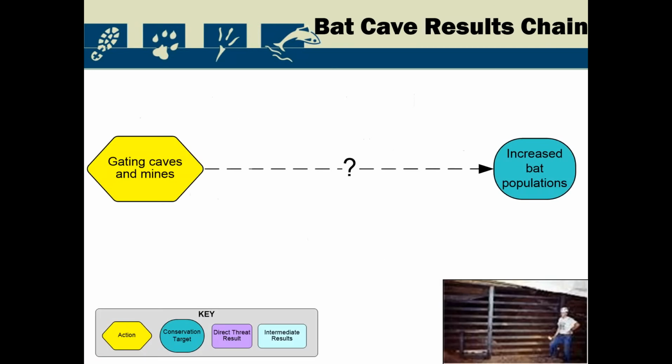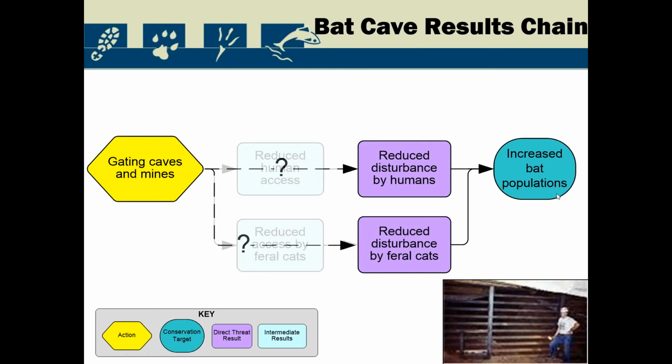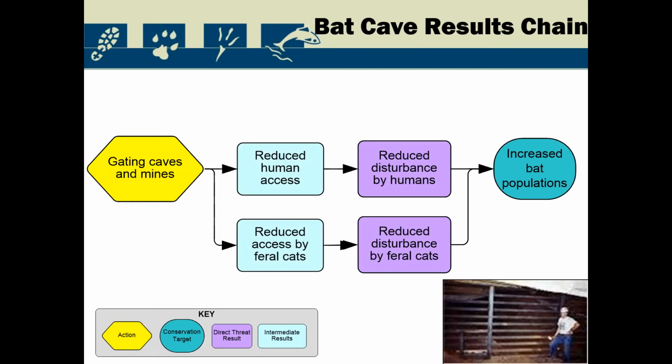The problem we had is that we were doing a lot of individual actions, but we didn't really know how to roll them up or make sense of them. So we might be in Kentucky and we might be funding some work to gate caves and mines, with the idea that if we gate the caves and mines, we can reduce human access and disturbance by feral cats, and that will help these bat populations that we care about. And we have indicators that we could actually measure to show both the outcomes as well as intermediate steps along the way.